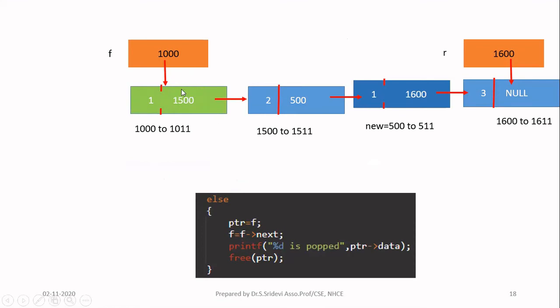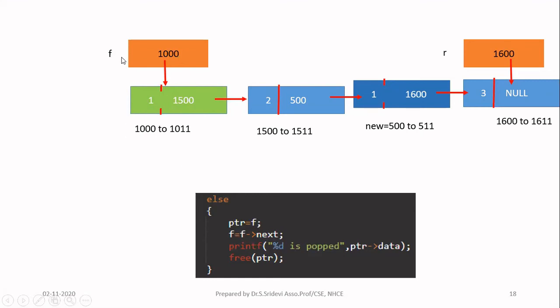So after I delete one, still the queue will be having 3 elements. So when I delete, what are the changes I have to do? First thing is you have to release this 1000. Okay. So to release this 1000, you need this address 1000. So I am storing this address 1000 in a temporary pointer variable. So this PTR I am declaring as a temporary pointer variable. In that I am copying this 1000.